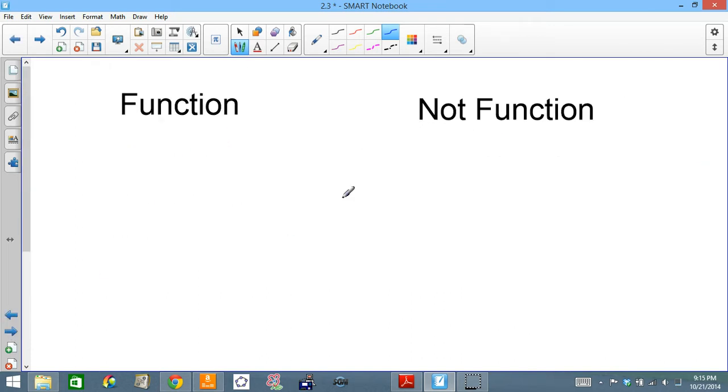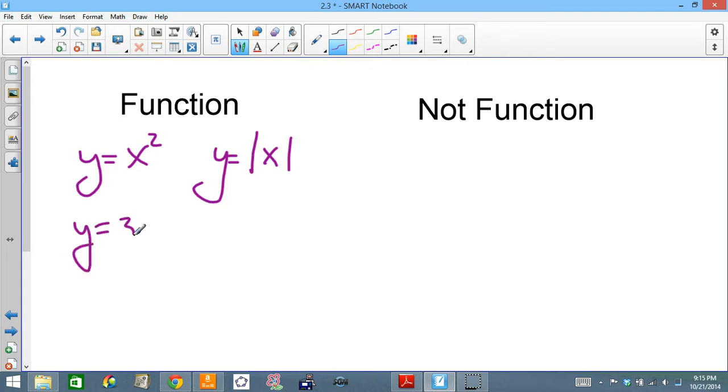So let's take a look at this next one. This is what a function is, okay? Here's a function: y equals x squared is a function. Y equals the absolute value of x is a function. Y equals 3x minus 2, that's a function. Y equals 4, that's a function. The graph of y equals 4 is a horizontal line that passes through the y-axis at 4. This, of course, is just a simple linear equation, y equals 3x minus 2.